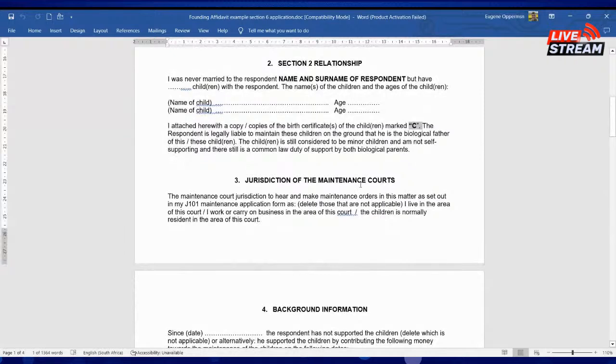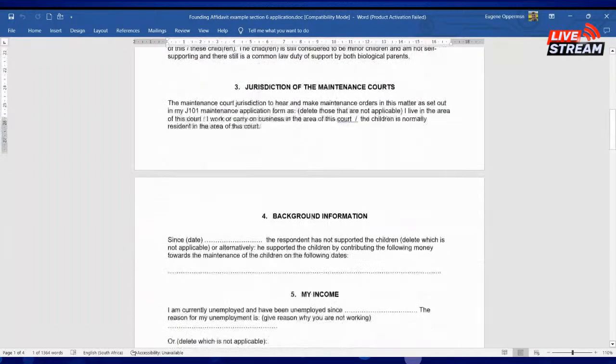Right. Jurisdiction, that is just a normal one. Here you can delete that which is not applicable, to say, all right, I'm going to a court in the area where I live or where I work or carry on business, or where the children are normally residing. You can just draw a line through the portion that is not applicable.